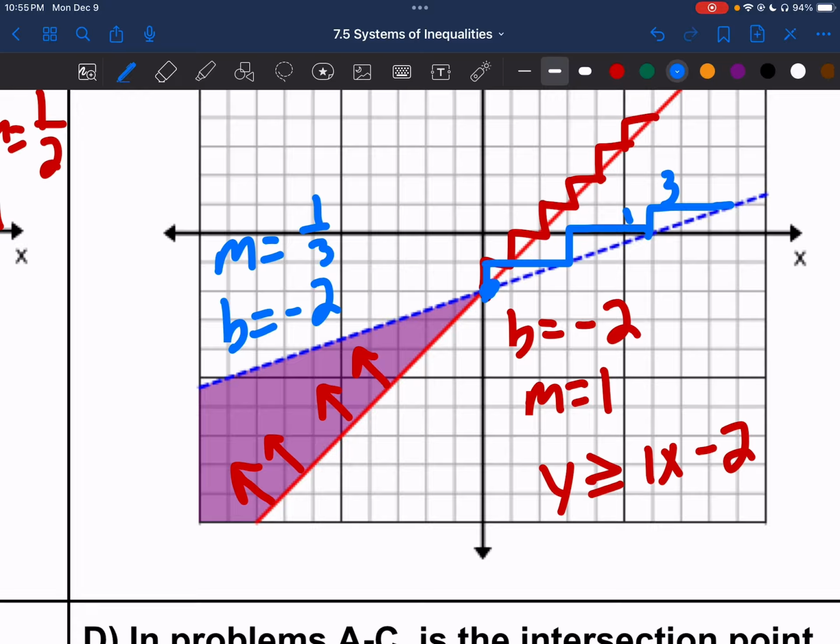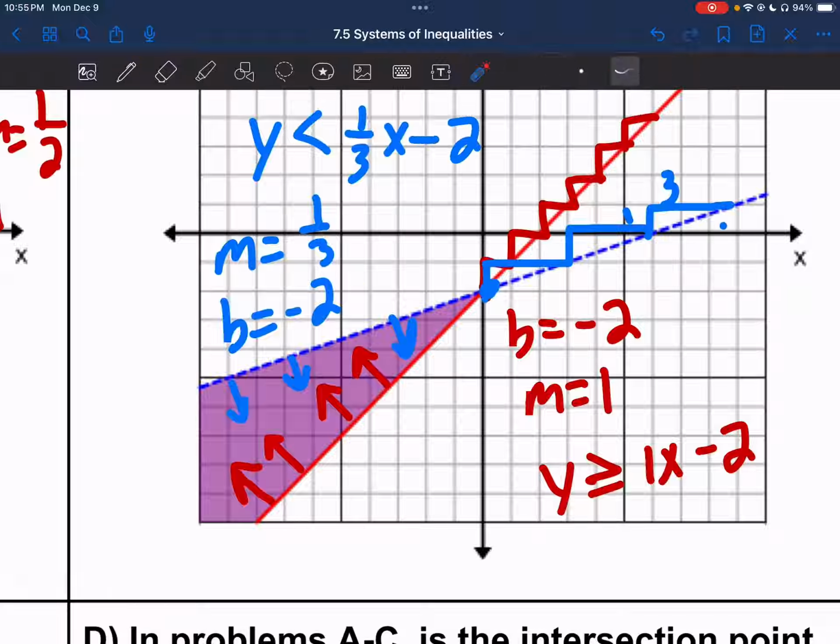And where am I shading? Well, everything that's in the overlap is below that blue line, so it's also dashed, so y is less than 1/3 x minus 2. Now, over here with the red one, if you had just written y is greater than or equal to x minus 2, that is an equivalent expression. That is true. I would accept that in your answer as well. You don't have to write the 1 for the slope, but it would be acceptable.